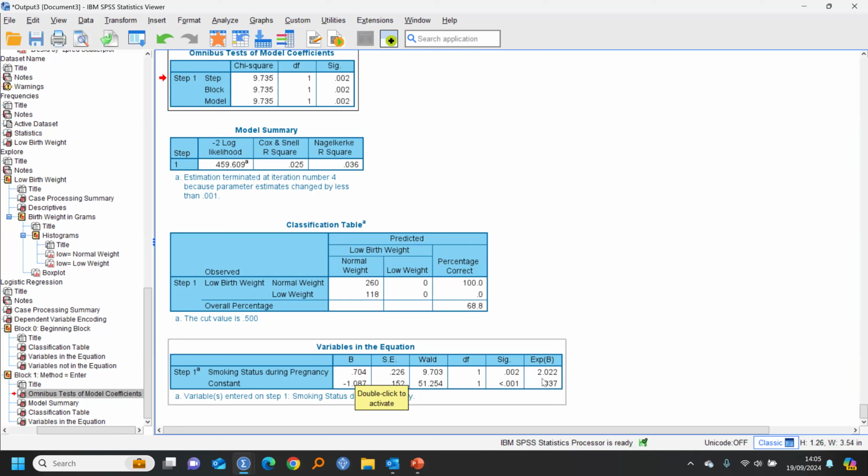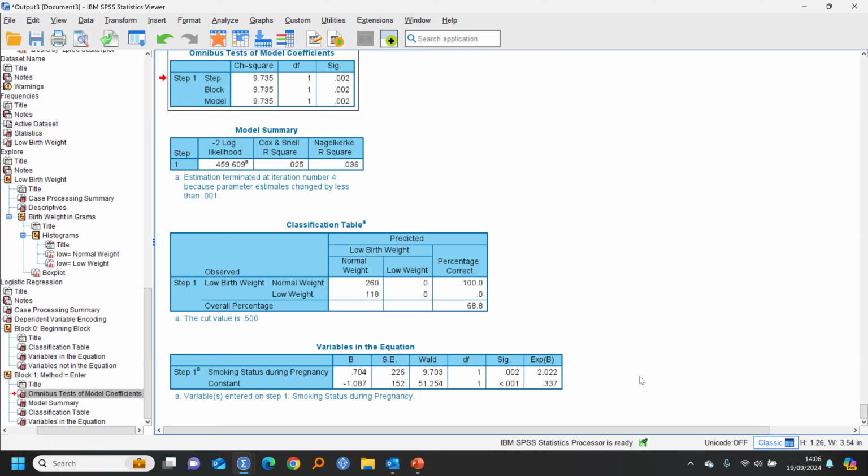And the one number that is really useful for us is the odds ratio. It gives us these odds ratio values that we saw earlier on. The odds ratio value here is called an exponentiated b value.